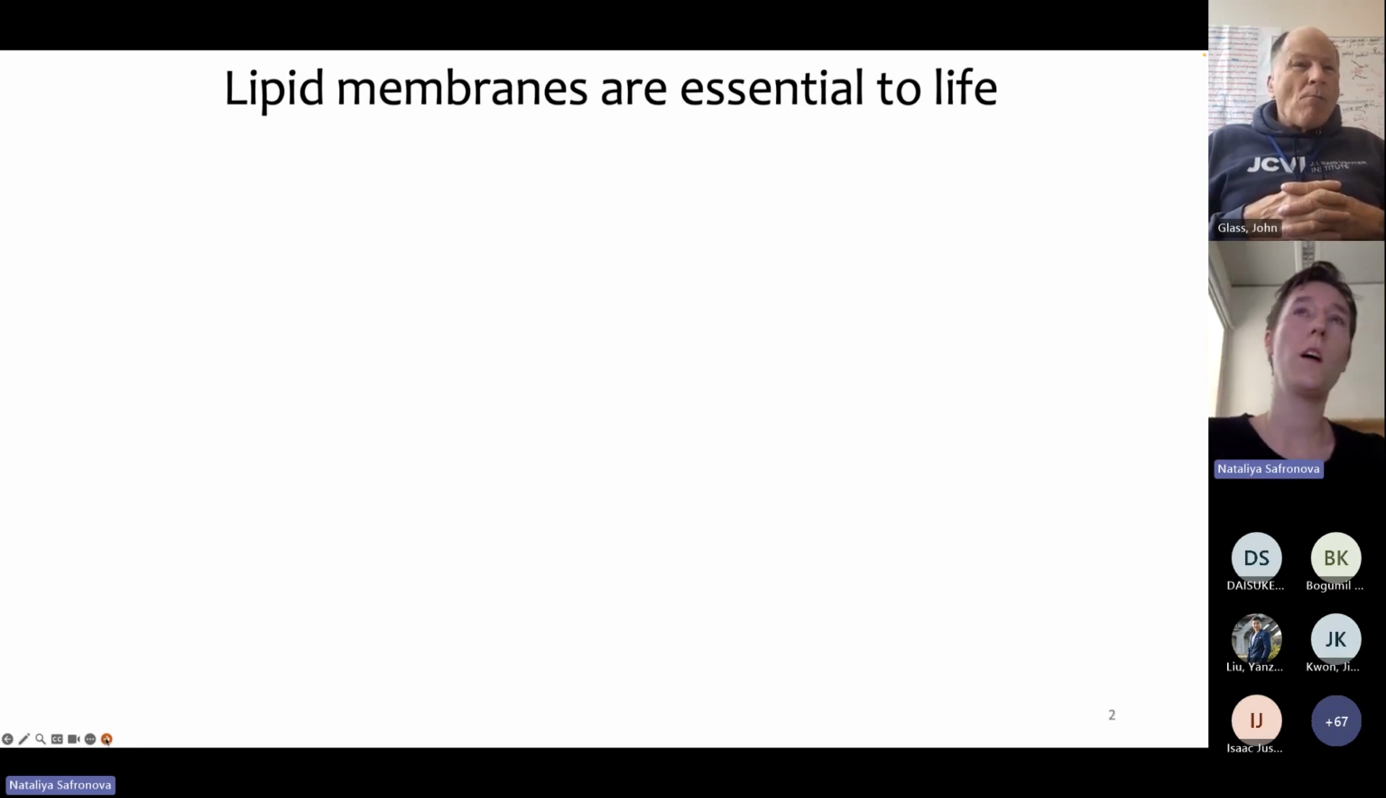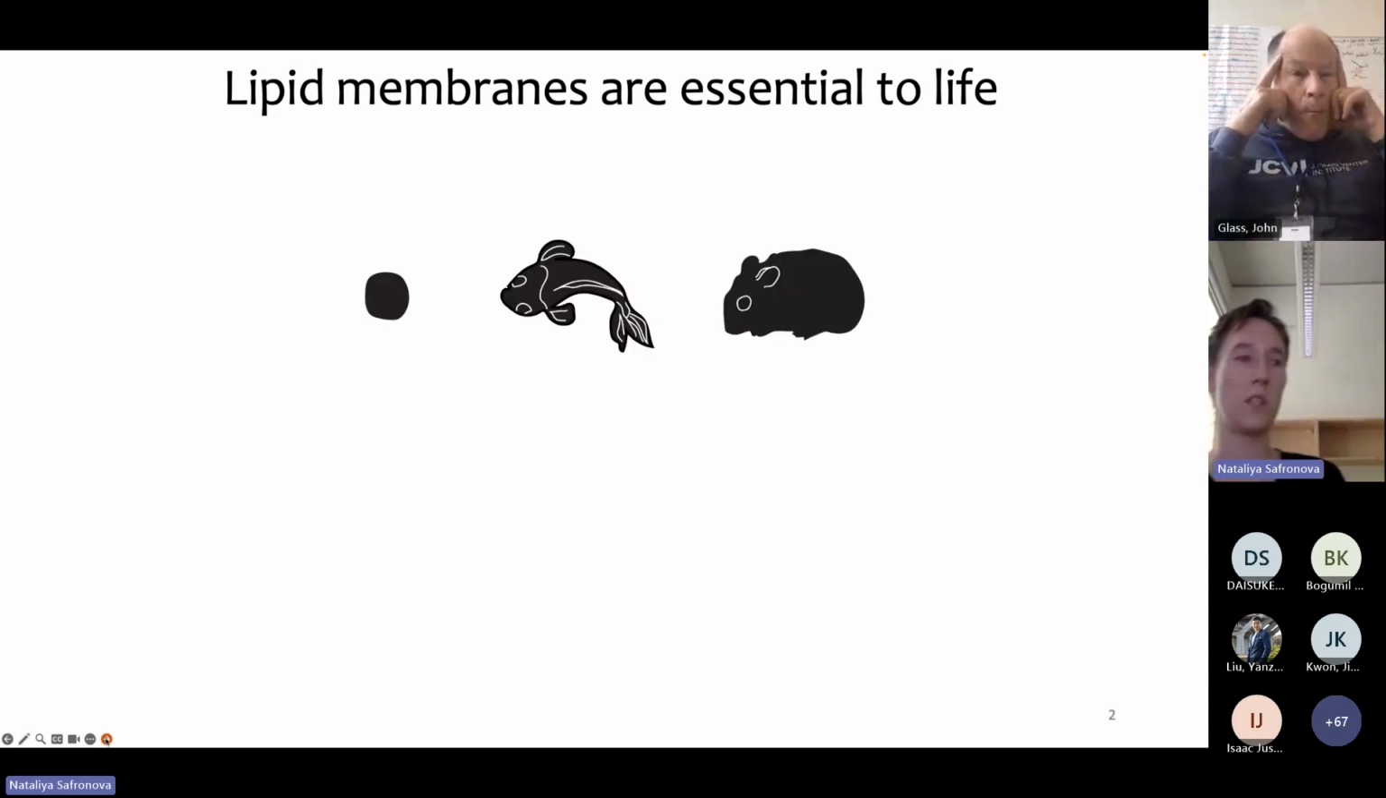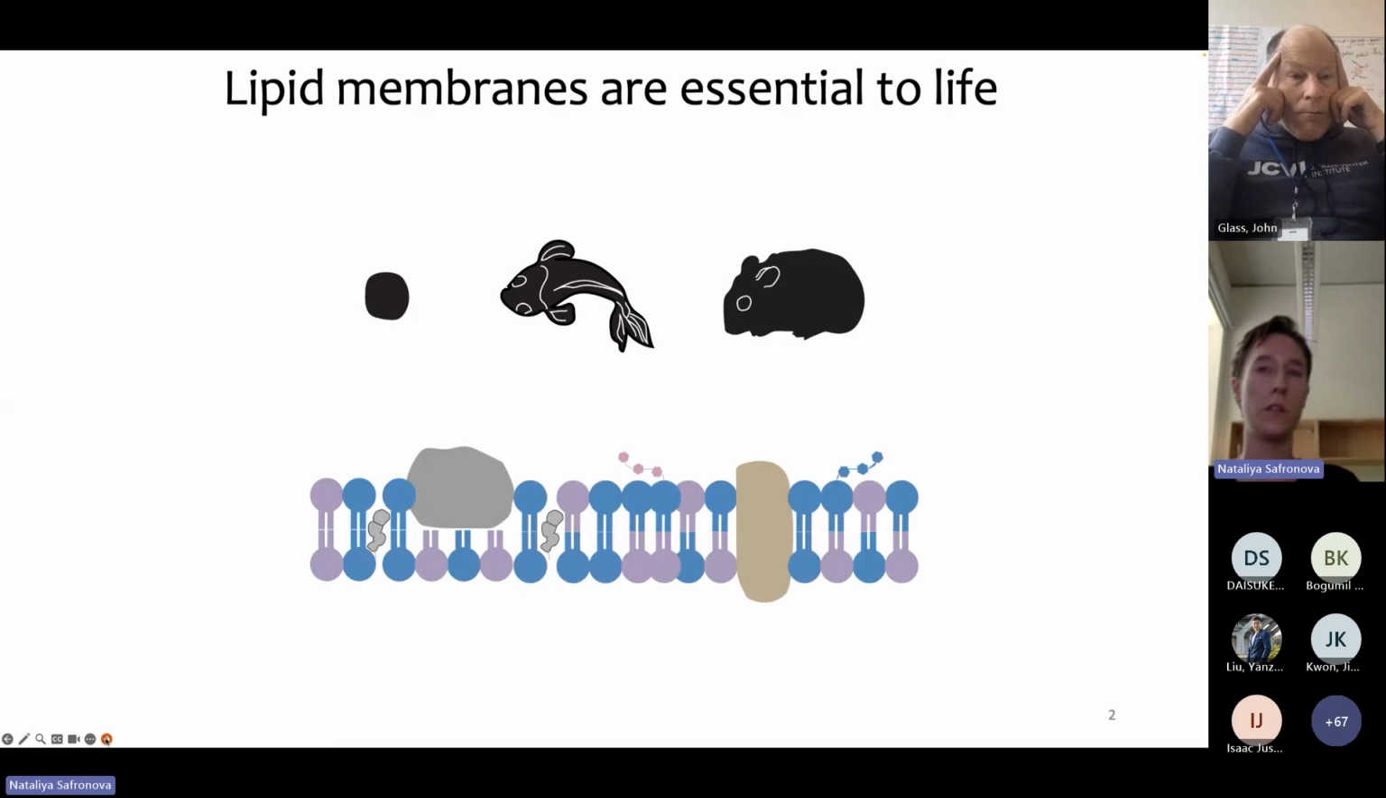Yeah, hopefully. So we know that lipid membranes are essential to life. All living organisms, from single-cell bacteria to the most complex mammals, all have membranes around their cells. And we also know that throughout time, lipid membranes evolved to be these super complicated structures with very diverse genomes, with lipids of different kinds, and with a lot of membrane proteins associated with them.